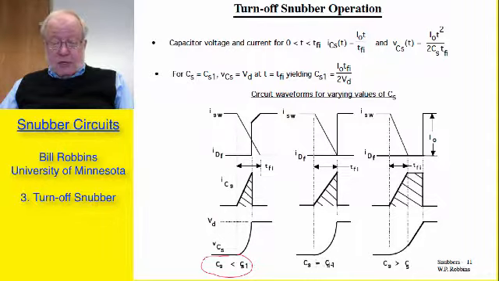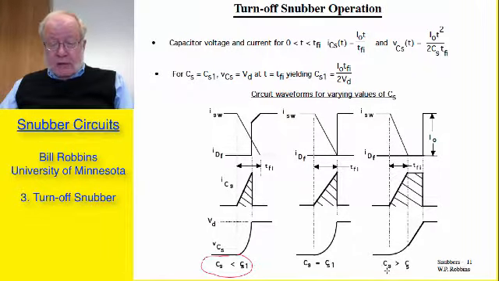If C sub S is equal to C sub S1, then at the end of the current fall time interval, the voltage across the capacitor has just reached V sub D, as I've indicated here, and thus the diode current immediately jumps from 0 up to the value I0.